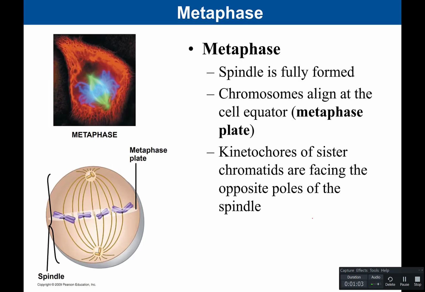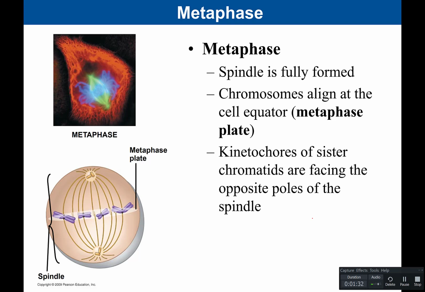Then we come to metaphase. In metaphase, the spindle is fully formed, and the chromosomes are going to line up at the cell equator in the middle. Think of metaphase, middle. They align on this imaginary plate that's known as the metaphase plate. The kinetochores of sister chromatids are facing the opposite poles of the cell. So one sister chromatid is facing one side, facing one centrosome, and the other sister chromatid is facing the other centrosome.